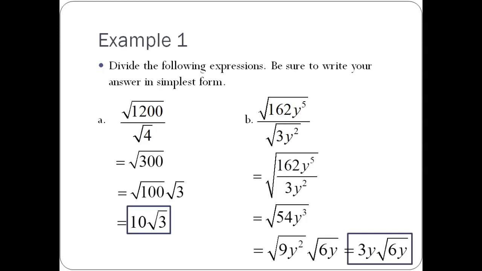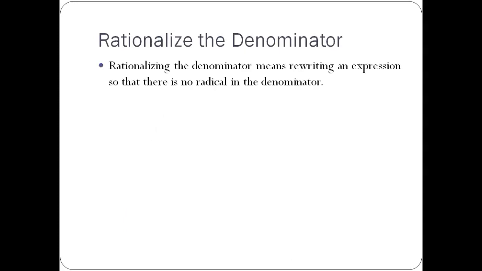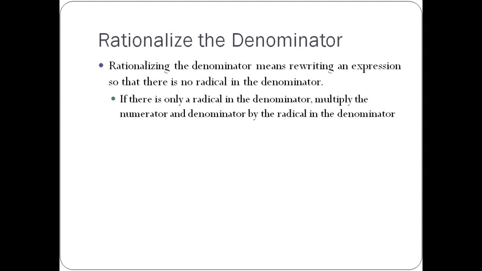All right, the next thing we're going to talk about is rationalizing the denominator. So rationalizing the denominator means rewriting an expression so that there is no radical in the denominator. Now, there are a couple of ways to do this depending on which case you might have. So in the first case, if there's only a radical in the denominator, then you're going to multiply both the numerator and the denominator by that radical that's in the denominator.